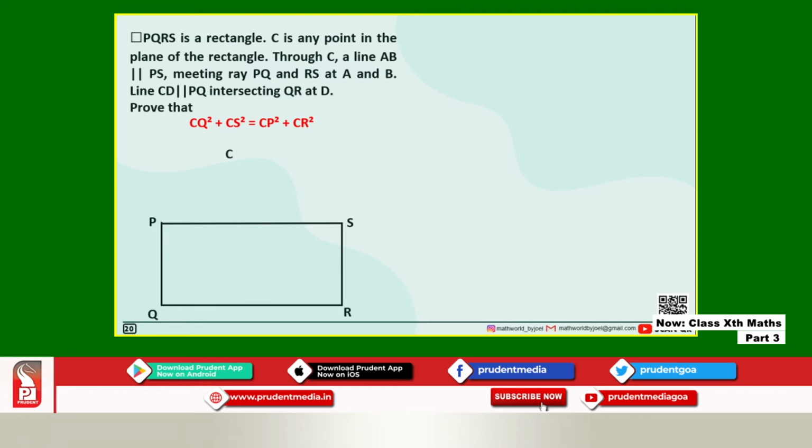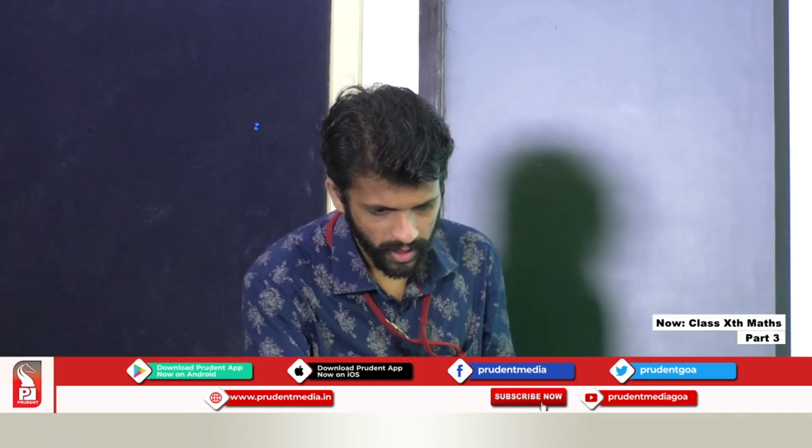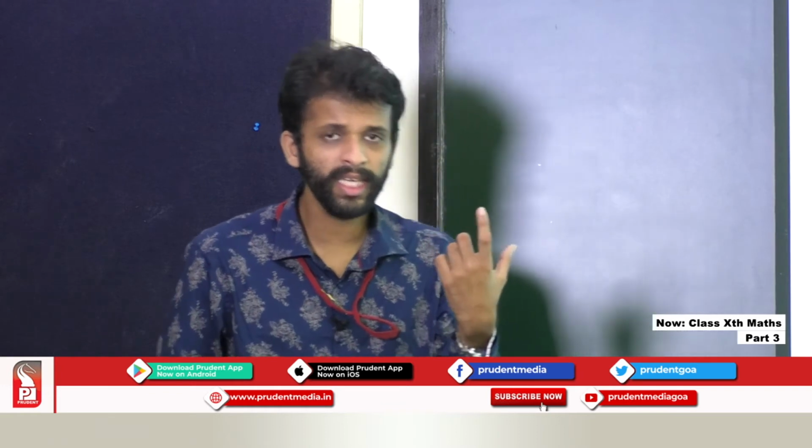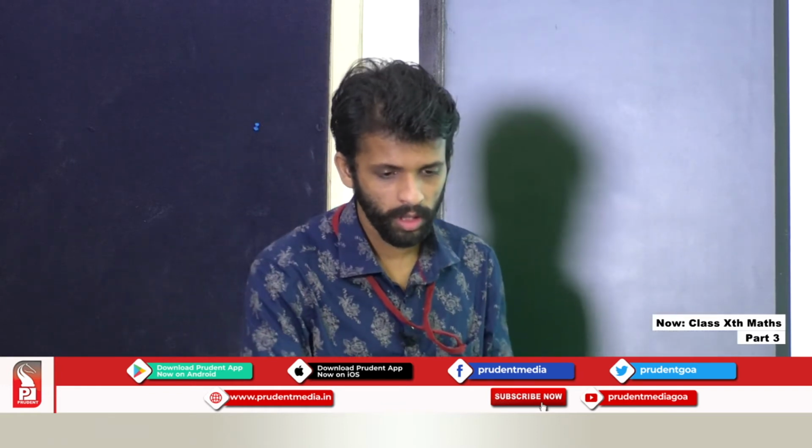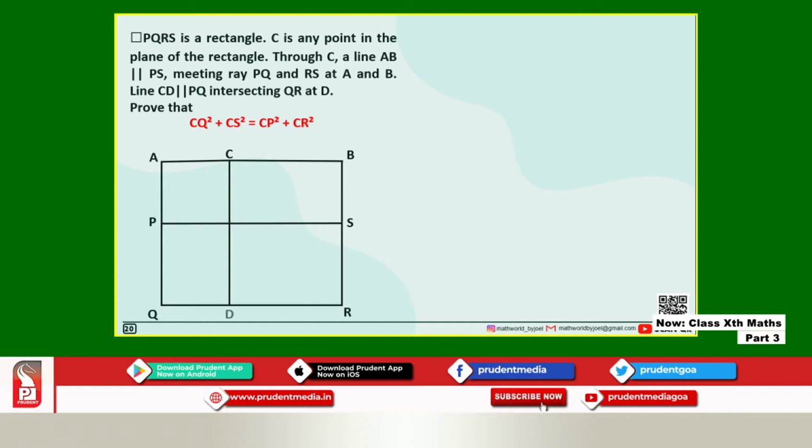Then through this point C, a line is being drawn. What is the name of the line? AB, considering that it is parallel to PS. So something like this. The name of the line will be AB. Then PQ and SR are joined to AB and you will get a figure like this. Then next they are telling you that line CD is parallel to PQ. So we would get a figure like this. And till here is what information is given to you.